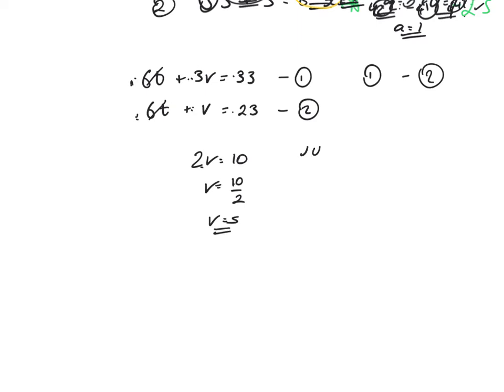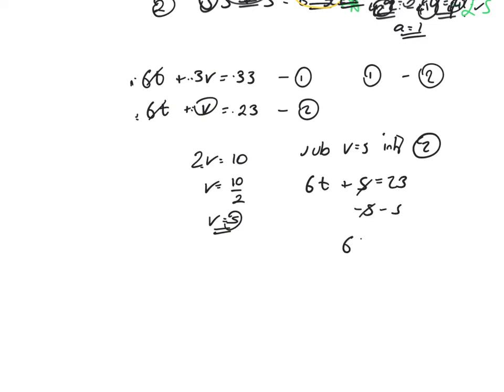Okay, I'm then going to sub v equals 5 into one of the equations. Again, just to repeat, it doesn't matter which one, so let's sub it into equation 2. Where I see v, I'll replace it with 5. So then that's 6t plus 5 equals 23. Take 5 off of both sides. 6t equals 18. Bring the 6 down and divide. t equals 18 divided by 6. t is equal to 3.